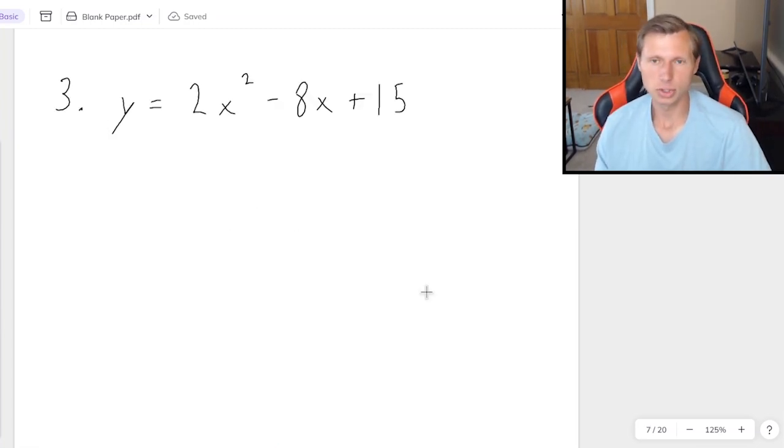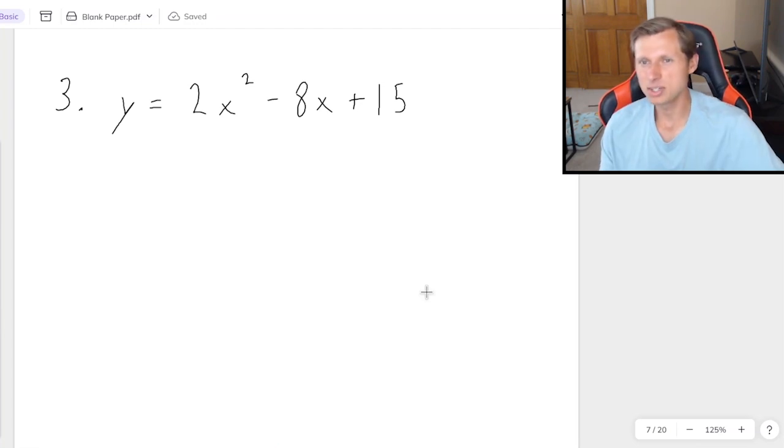So then here's the final problem for today. Again, I encourage you to try it on your own first. y equals 2x squared minus 8x plus 15. Find the solutions. Okay, and here's how we're going to do it. First, I would say a is 2, b is negative 8, and c is 15.